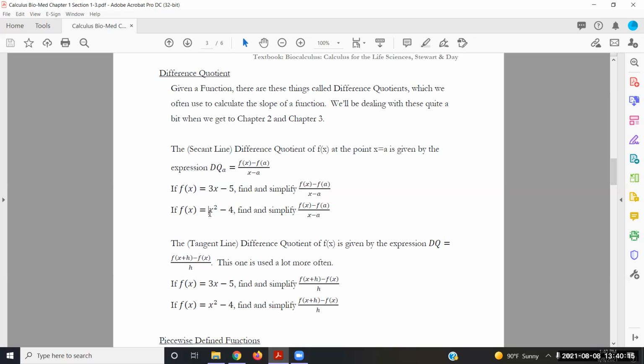Let's try this example here and see what it would look like. And we'll do it a couple of different ways. Let's say that we have f of x is equal to x squared minus 4. And our secant line difference quotient formula, I'll write it up here so that we can see it once I take our shared screen down. Our difference quotient at point A is equal to f of x minus f of a over x minus a.